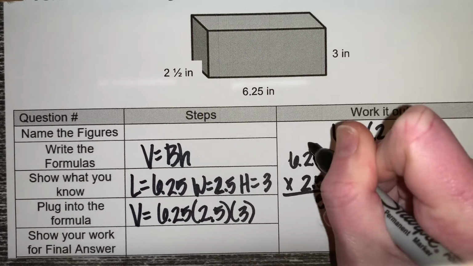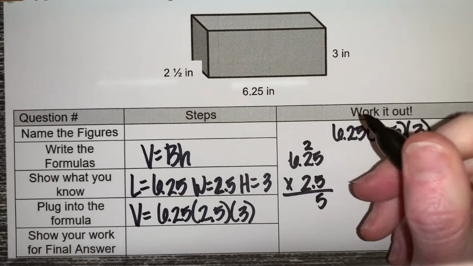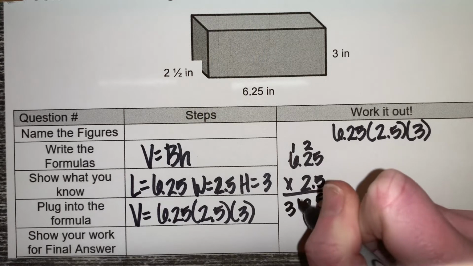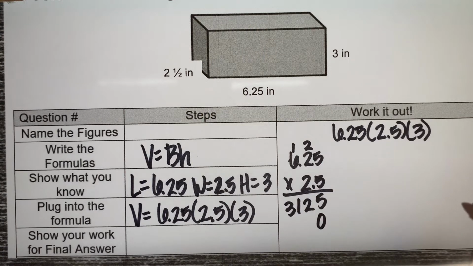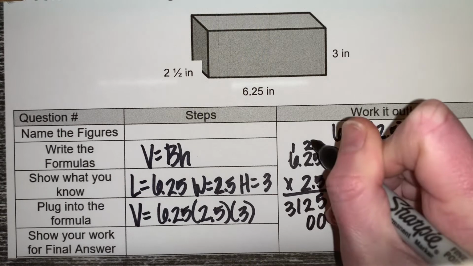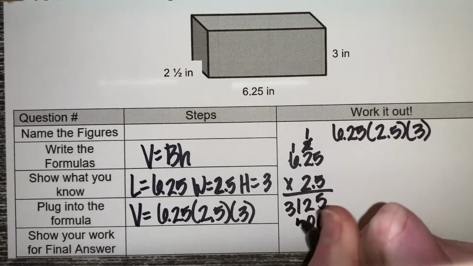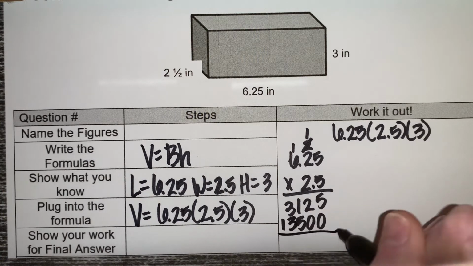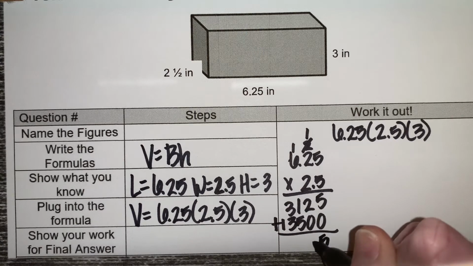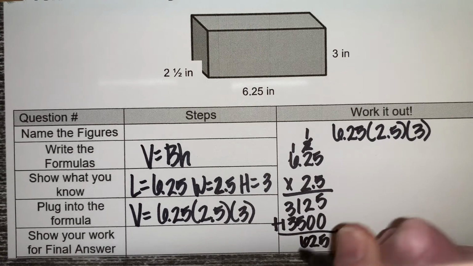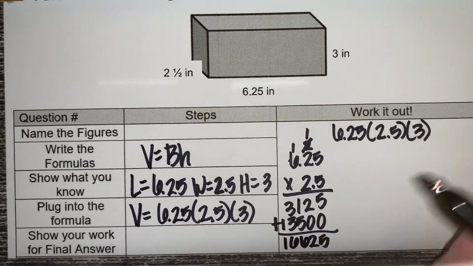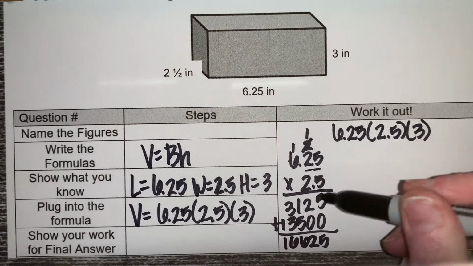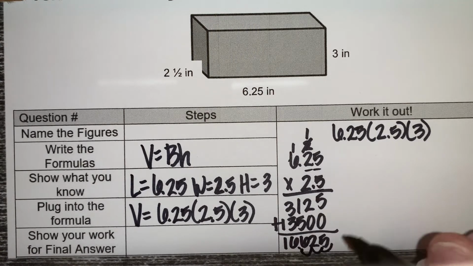5 times 5 is 25. 2 times 5 is 10. Plus 2 is 12. 6 times 5 is 30. Plus 1 is 31. Put your placeholder. 2 times 5 is 10. 2 times 2 is 4. Plus 1 is 5. 2 times 6 is 12. Plus 1 is 13. Add these up. 5, 2, 6, 6, 1. When you're putting your decimal in, remember, count how many place values after the decimal. 1, 2, 3. 1, 2, 3.